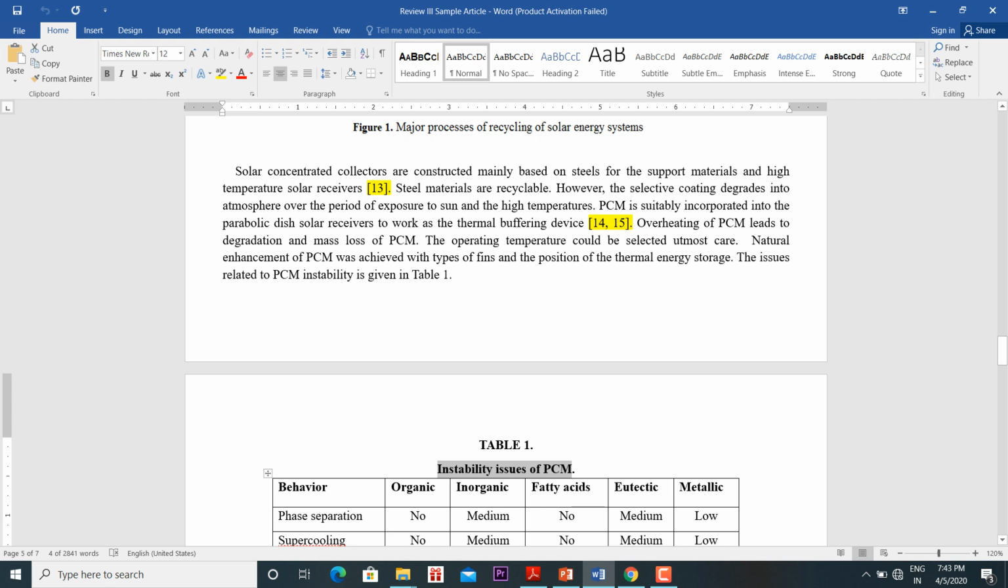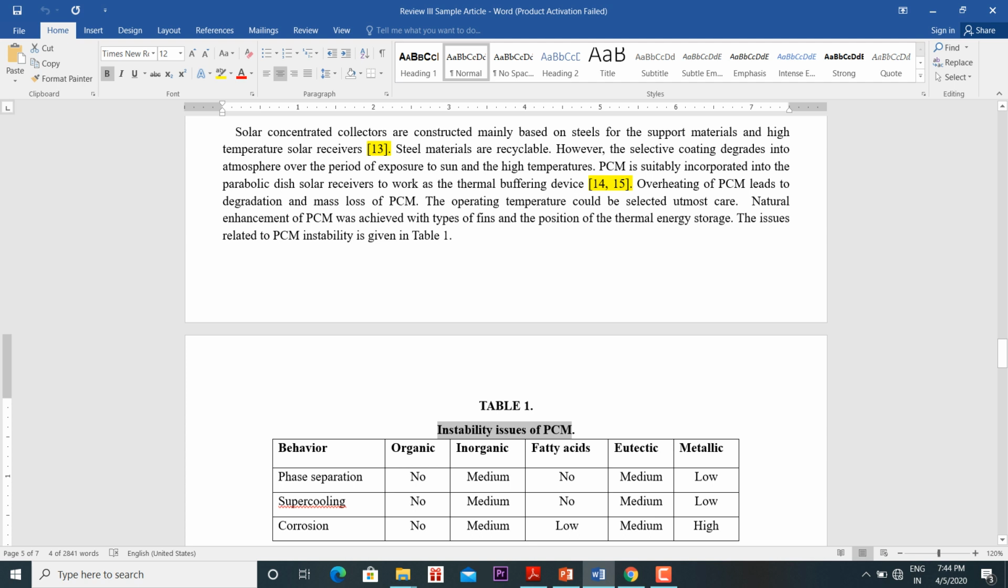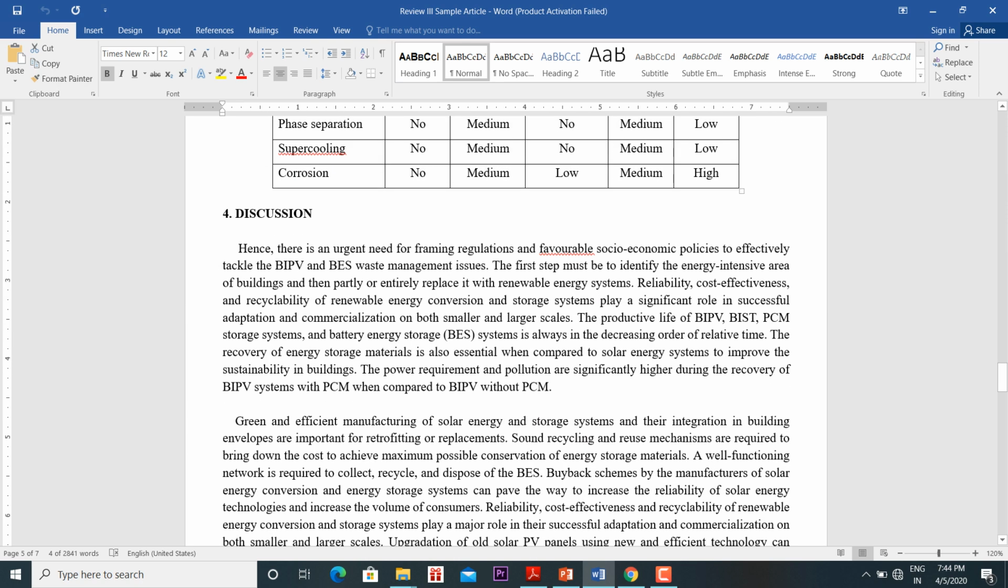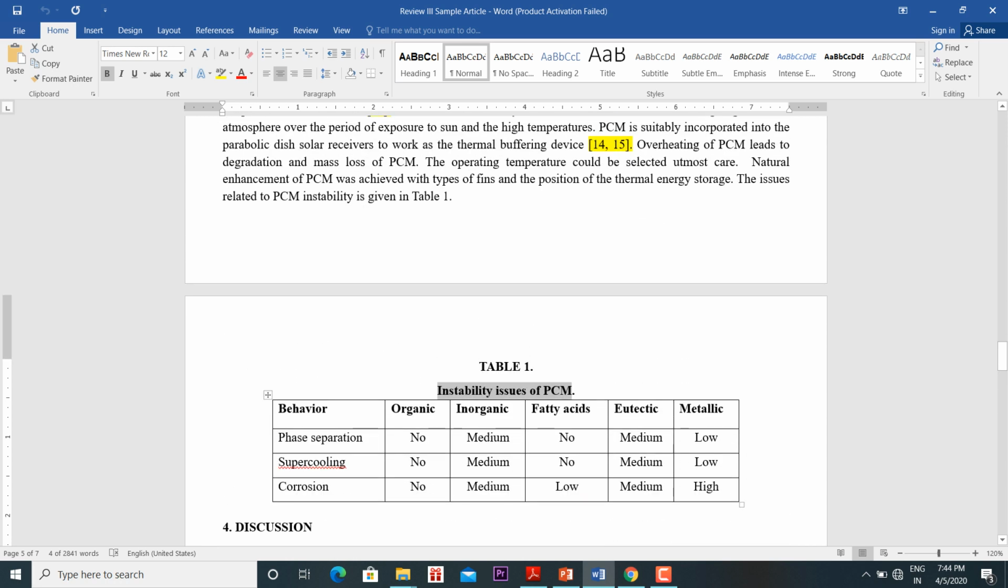And see here, when you're putting any picture or a table, you have to cite it first. For example, see here, the issues related to PGM instability is given in Table 1. Then immediately you have to put Table 1. So my suggestion is that if you write a line that says Table 1 shows the parameters used for this process, now immediately put the table. Don't make the reader search for the table. It should be put immediately. Then only it will be easy for the reader to understand.